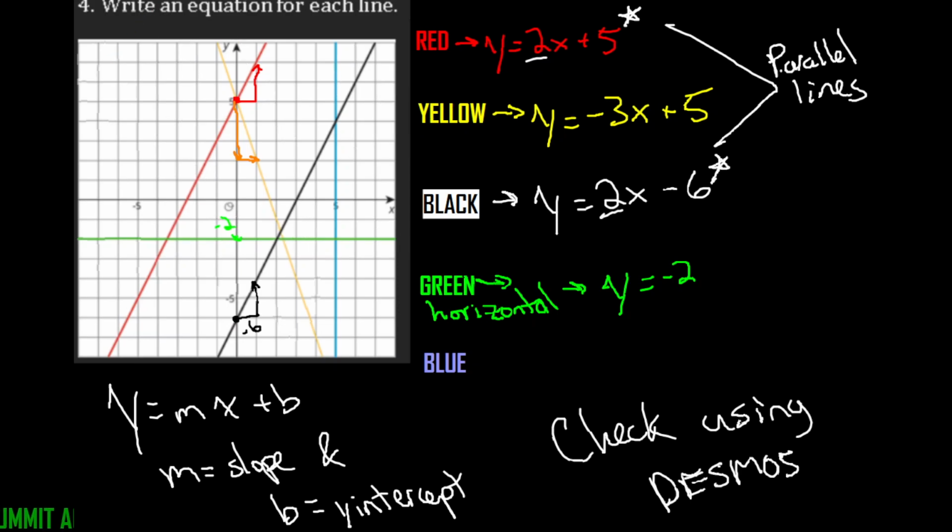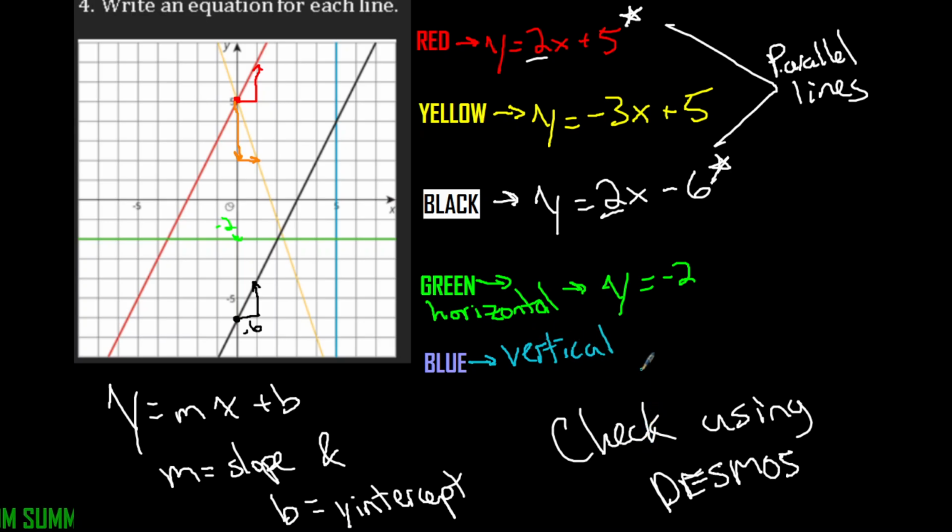Then for our blue line, this is going to be a vertical line. Vertical just means we have x equals a number. Find where x is at, so that's at 5. So x equals 5 is going to be our blue line. Make sure you can go from the picture to the equation.